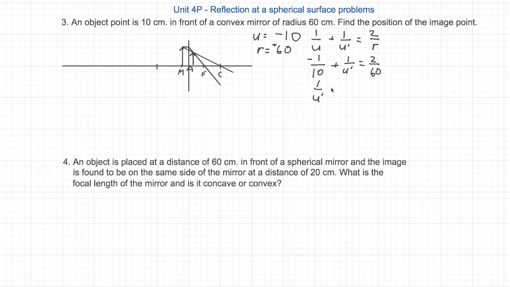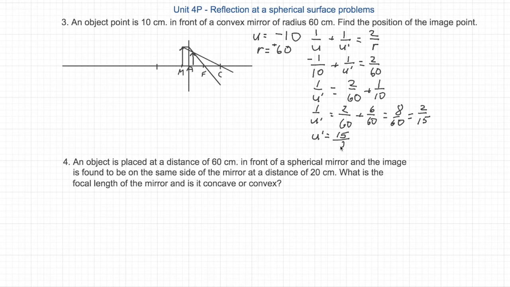And we find when we isolate U prime on the left side, get a common denominator, and then find the reciprocal of that fraction, we get u prime equals 15 over 2, which is the same thing as 7.5 centimeters. So it makes sense. Positive number, AM prime, will be behind the mirror.